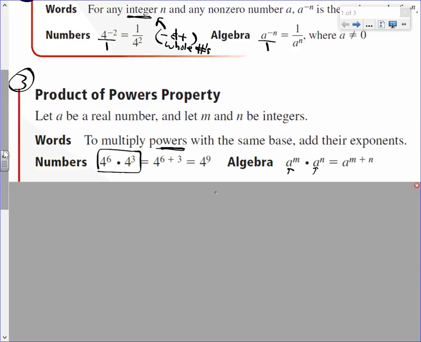So if they don't have the same base, you don't add them. Beautiful summary. Say it one more time. So if you don't have the same base, you don't add. Exactly. This only works if they have the same base. Perfectly said. Powers with the same base. This does not work if they don't have the same base.